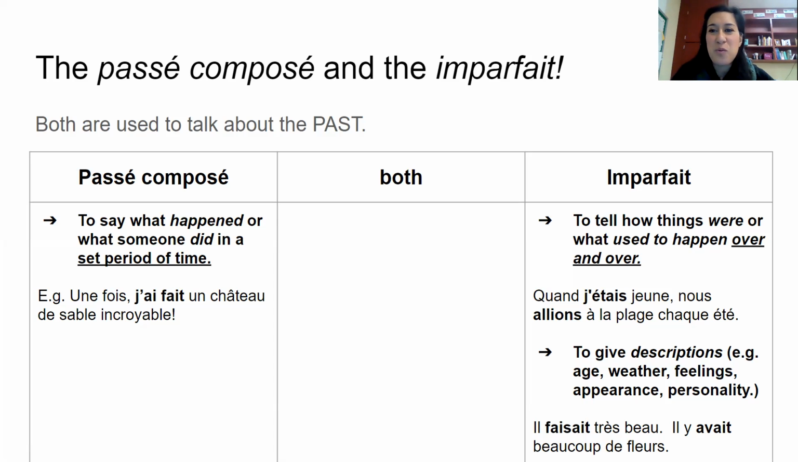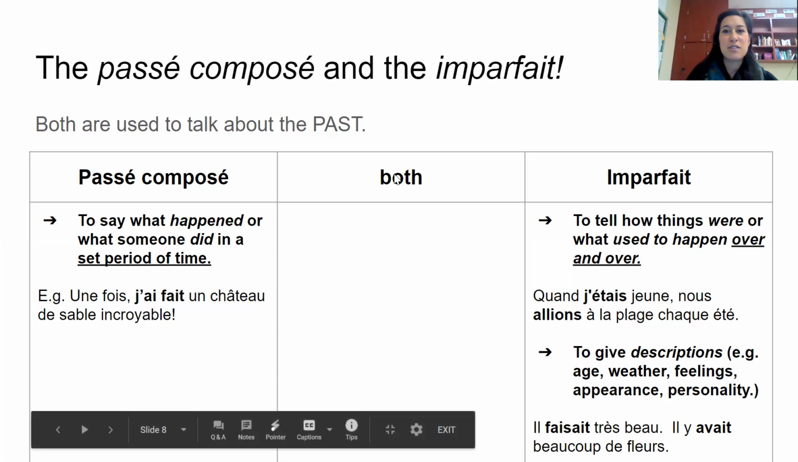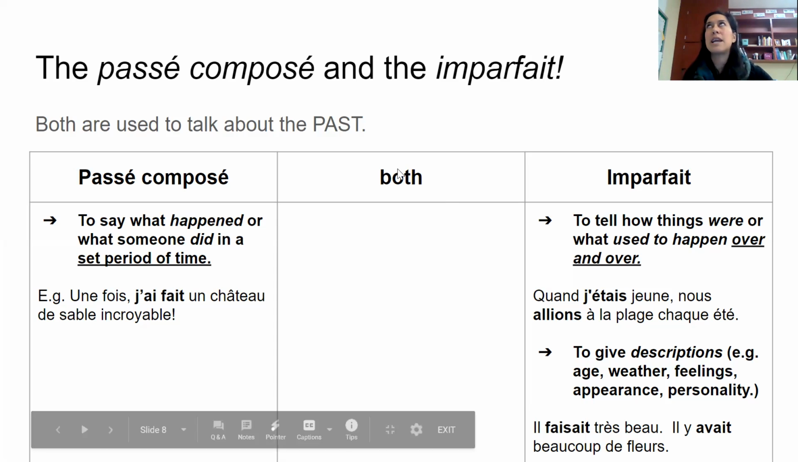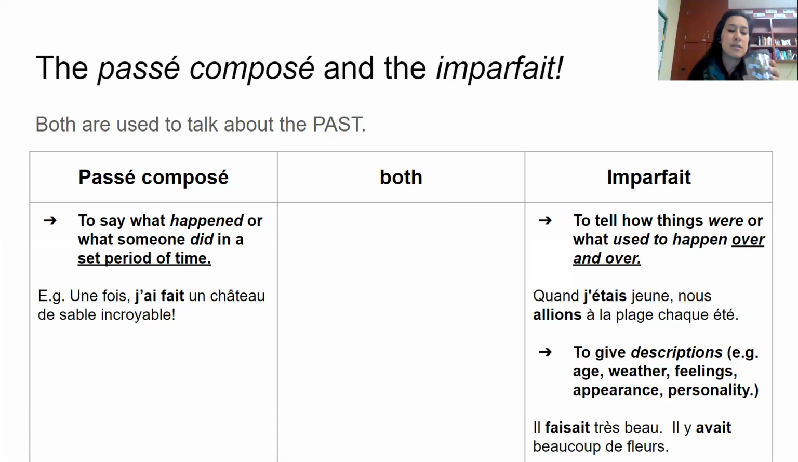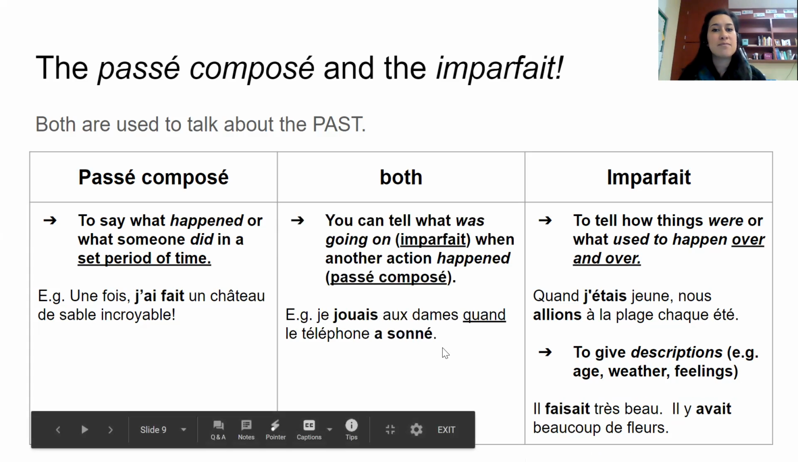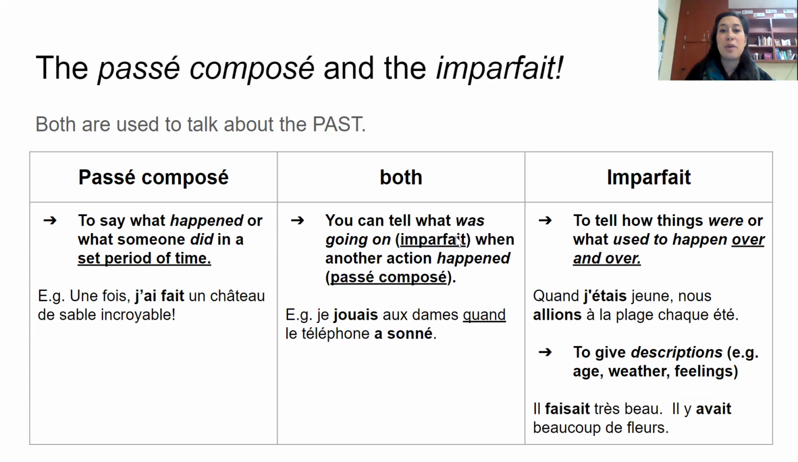Okay, once you're done with that, we're going to go to both. So in what situations would you use both the passé composé and the imparfait in the same sentence? Okay, so you can tell what was going on in the imparfait when something else happens, an action happens in the passé composé. So here's an example. These examples are dated. These examples are from like my second year of teaching here.